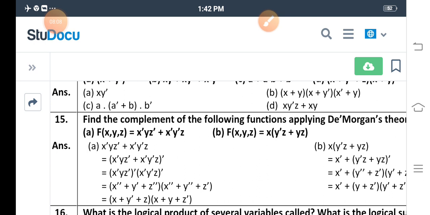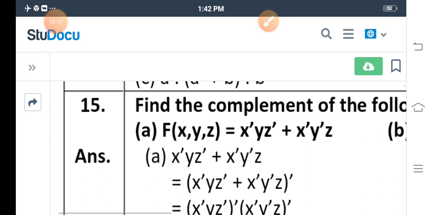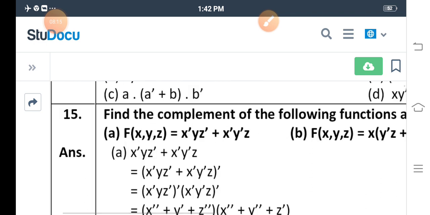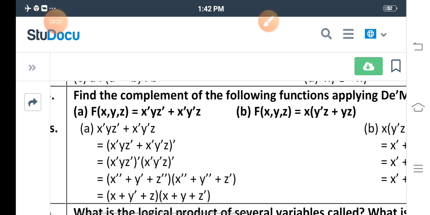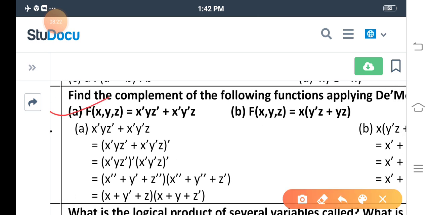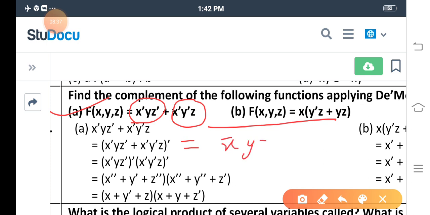Now next, 15th. Find the complement of the following functions applying De Morgan's theorem. Now we will look at the first part and the second is homework for you. Look here, find the complement, first one. The question is x bar y z bar, first term, plus x bar y bar z. So find the complement. Complement means negation, so write the complement term here and write x bar y z bar plus x bar y bar z, right?